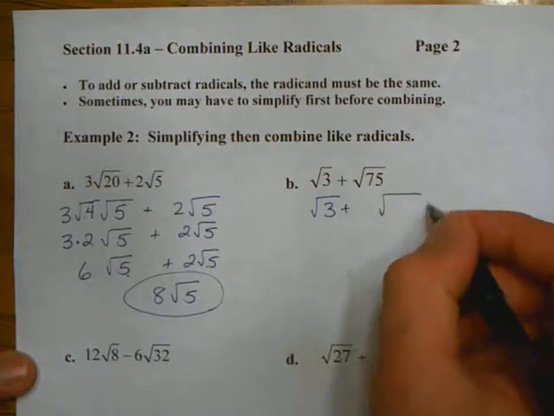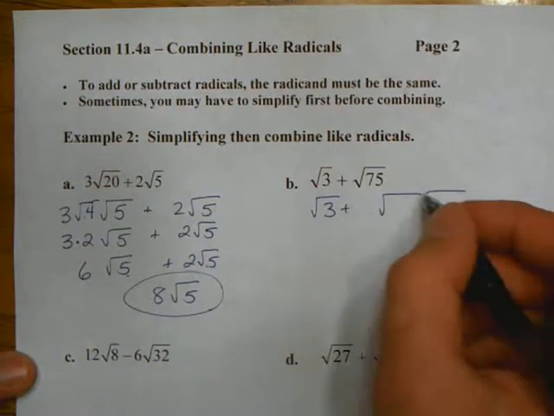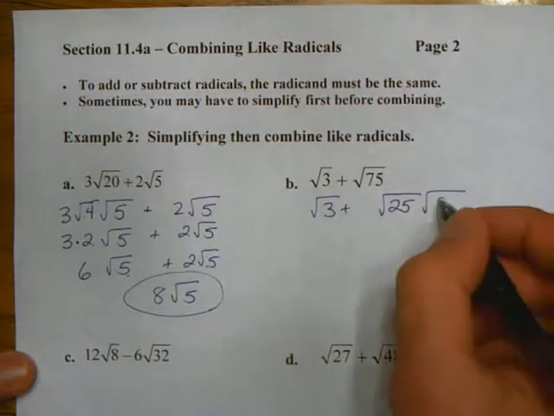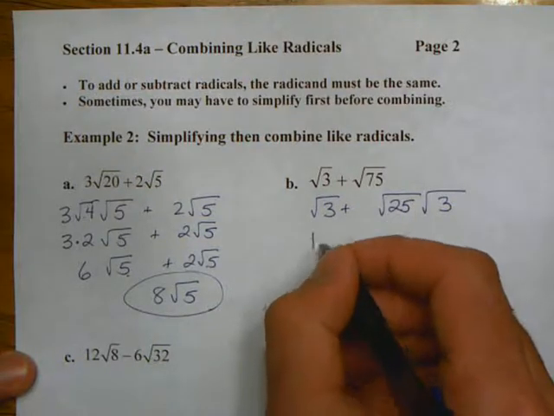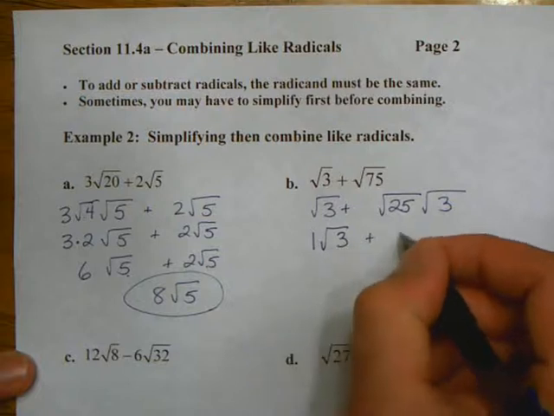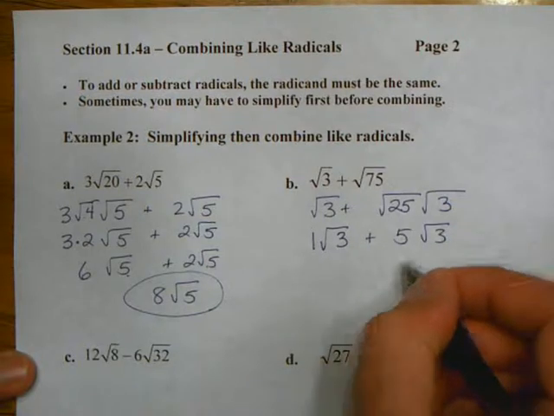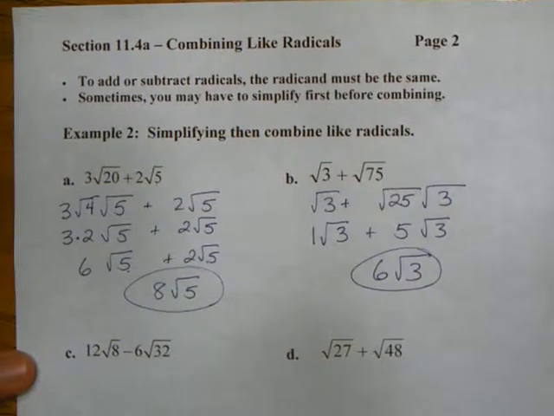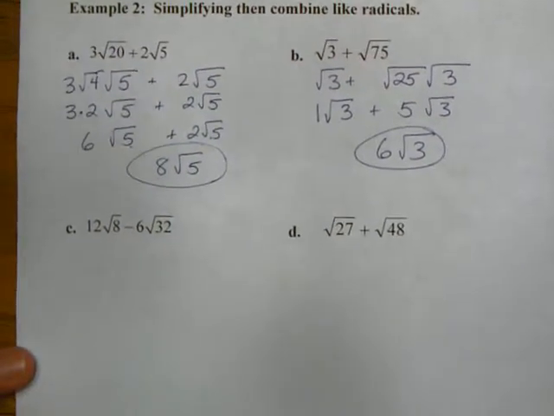Our second one, the square root of 3, is simplified, but the square root of 75 is not. We break down the 75 into a perfect square, 25, and what's left over, 3. That gives us 1 square root of 3 plus 5 square roots of 3. So our answer is 6 square root of 3.